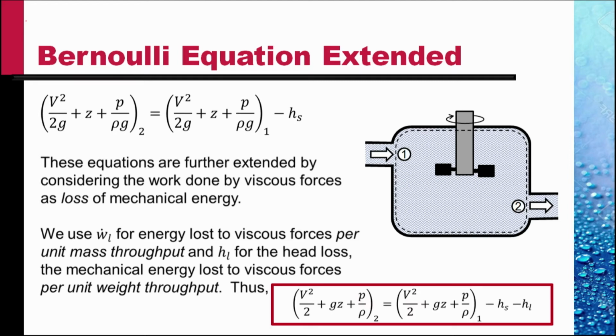Thus, we can express the final result. The total head at the outlet is equal to the total head at the inlet minus HS, the head of work done by the shaft, minus HL, the head loss due to viscous stresses. This is known as the extended Bernoulli equation or engineering energy equation, either of the two names.